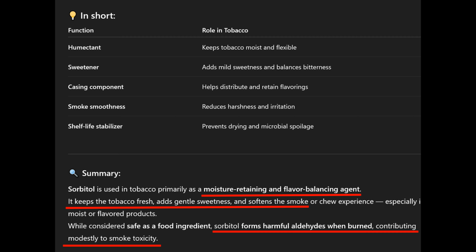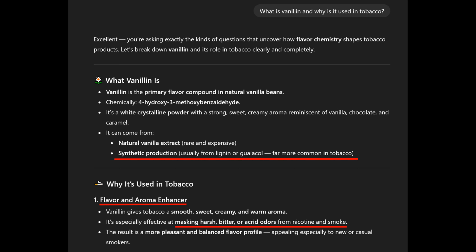Now let's get further to vanillin and why it is used in tobacco. One important thing is that its synthetic production, usually from, I don't know how to pronounce this, sorry, is far more common in tobacco. In tobacco, it is used for flavor and aroma enhancer, obviously, masking harsh, bitter, or acrid odors from nicotine and smoke.